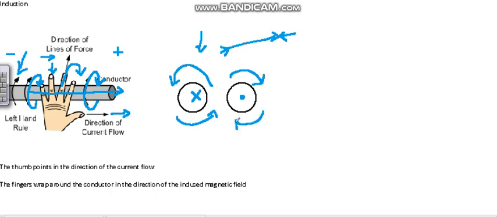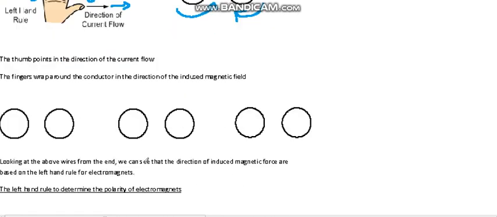So we can see that the direction of the current flowing through the conductor is directly related to the direction of the magnetic field that is induced around that conductor. Again, as it says here, the thumb points in the direction of current flow, and the fingers wrap around the conductor in the direction of the induced magnetic field.